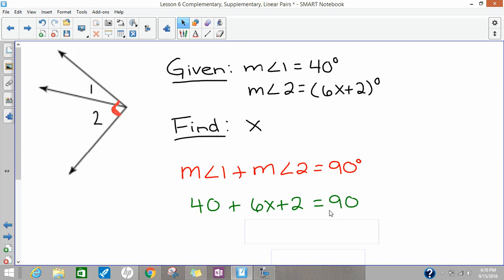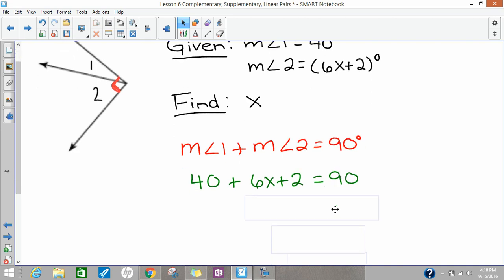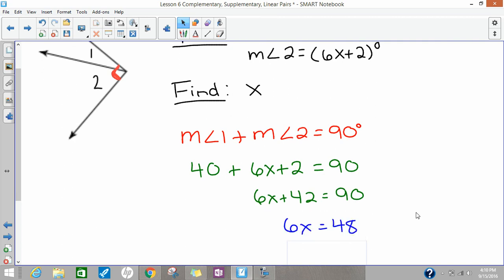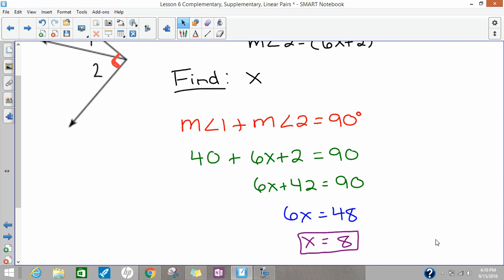I plug in what I know, and then I can just do some algebra like we've been doing so far for the last few weeks. I'm going to find that x is 8. So everything that we're doing is just taking something we know about geometry and applying it to create an equation, and then we can find our unknown, which in this case we want to know what x is.